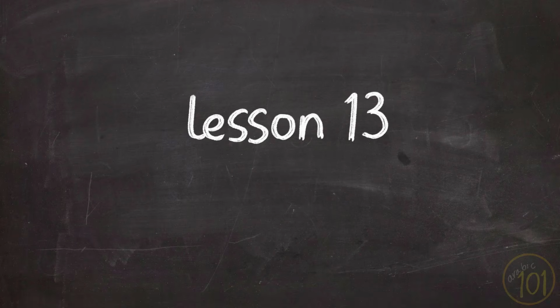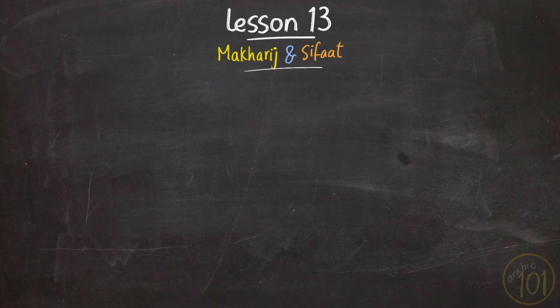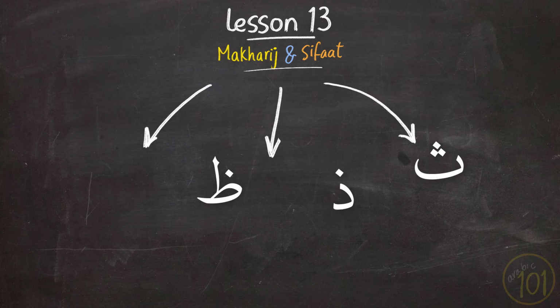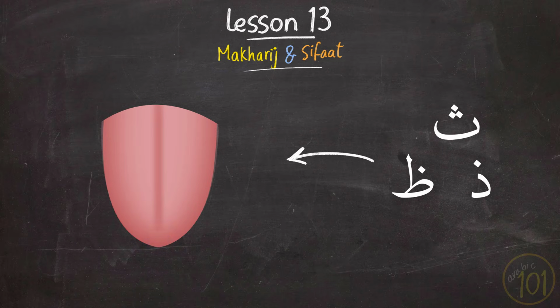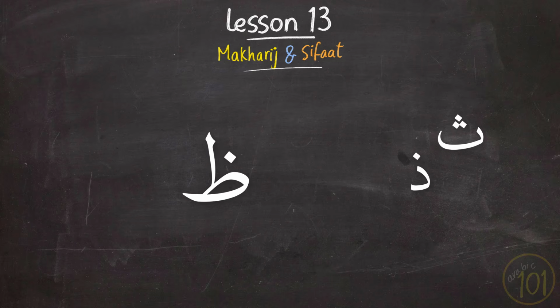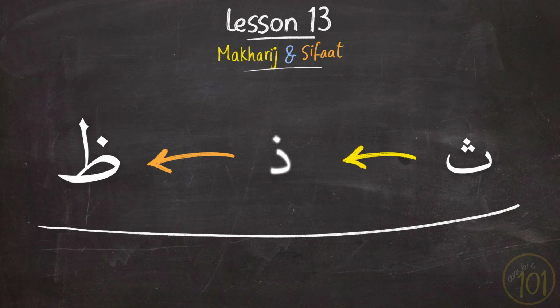This is lesson 13 of Makharij and Sifaat series. In this lesson, we'll tackle 3 letters: tha, dhal, and dha. And for these 3 sounds, we'll be using the tip of the tongue. If you're particularly curious about dha, one of the more problematic sounds, it is important to watch the entire lesson to understand how we'll use the other 2 sounds to reach a point where dha is extremely easy to produce, inshallah. So take it step by step.